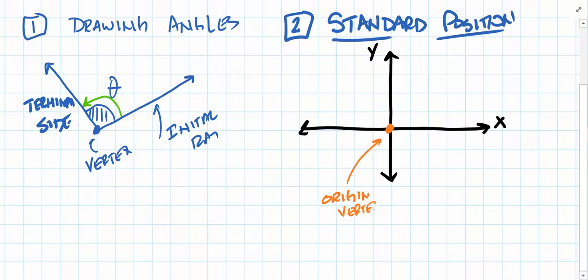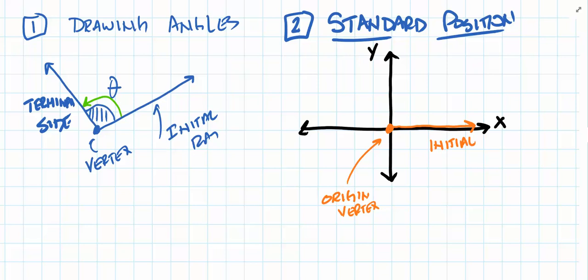Now, I have two rays that I'm working with: an initial ray and a terminal ray. One of those rays, we're going to glue down so we hold it in a fixed position and it never moves. If you had to take a guess, the x-axis. But which side of the x-axis? Right, the positive side. So we glue down the initial side of our angle to the positive x-axis. This is what it means to draw an angle in standard position. The initial ray is glued on top of the positive x-axis, and it never moves.